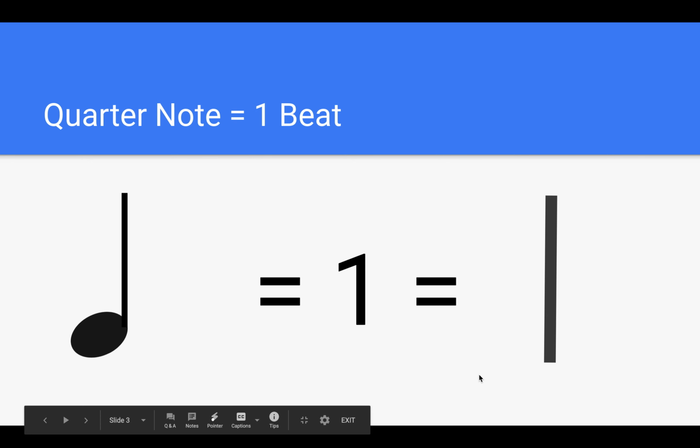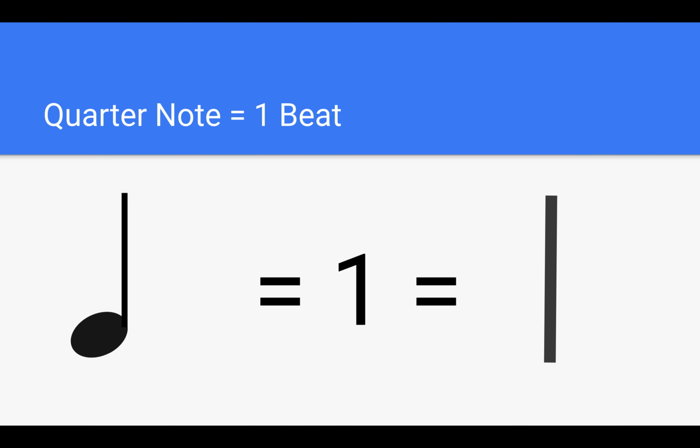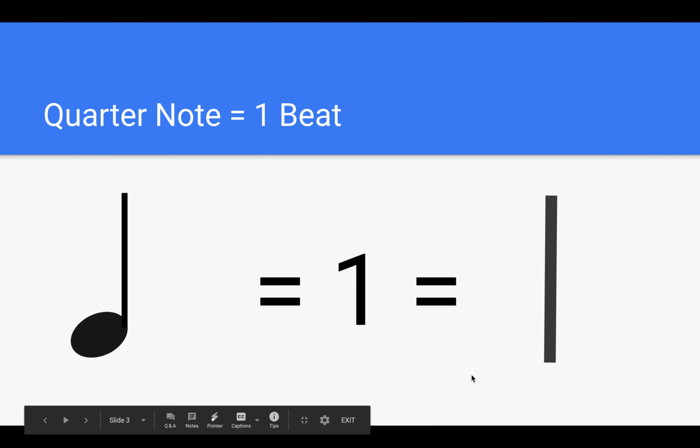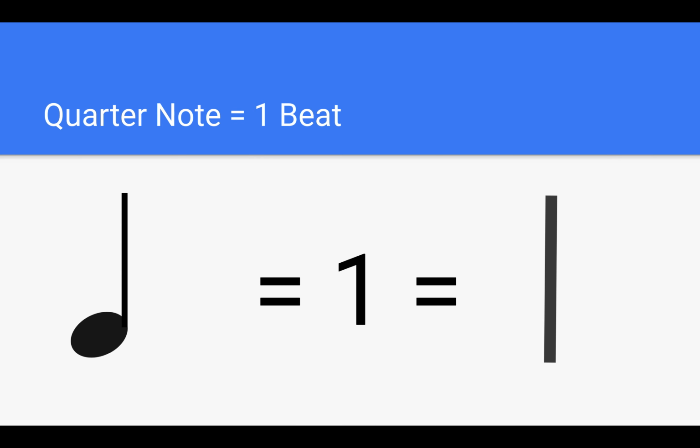Each of those equals 1 beat, and the rest of the worksheet should explain anything you need to do. If you have any questions, you can always come back to this video to review when you're doing your worksheet, or you can ask me any questions that you have. You are now able to move on to the next step of your assignment.